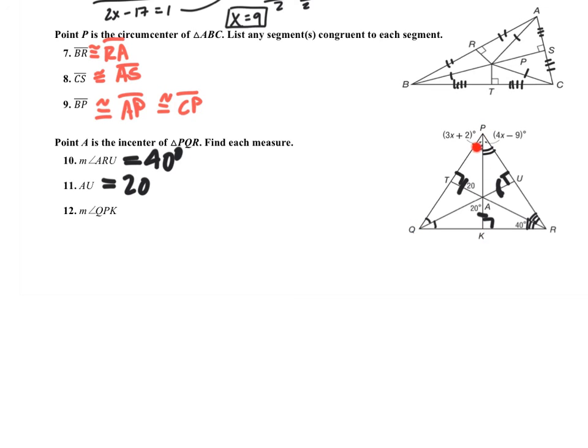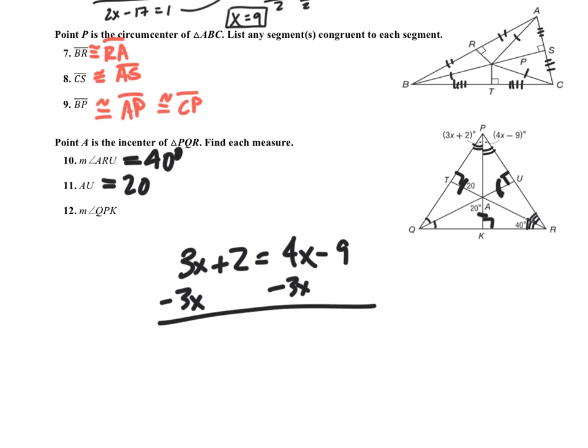It wants us to find this angle measure here. It's given me an algebraic expression for here and here, and I know that these two angles are congruent, because this is an incenter, and an incenter bisects this angle. So I'm going to set up an equation: 3x plus 2 is equal to 4x minus 9. I subtract 3x from both sides, and I get 2 is equal to x minus 9. If I add 9 to both sides, I get that x is equal to 11. Did I do that right? Yeah, so we're good on that front.